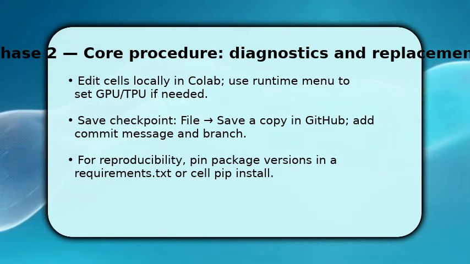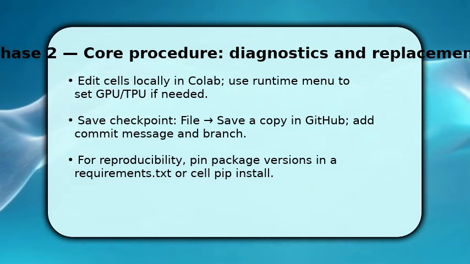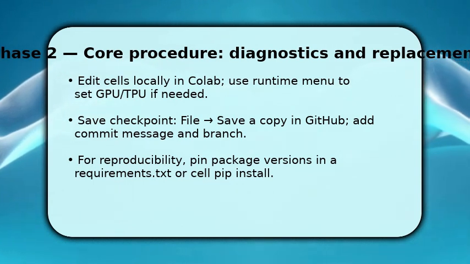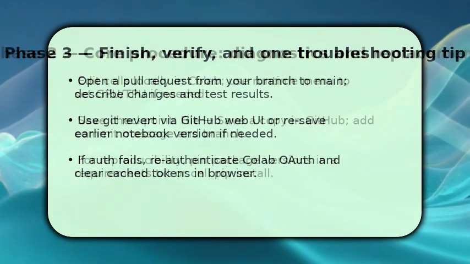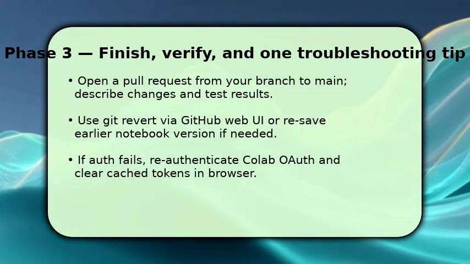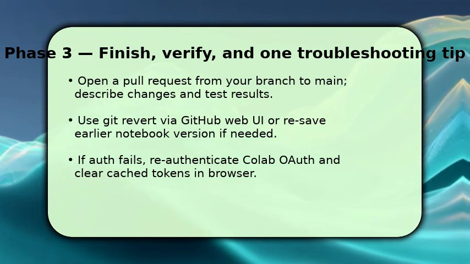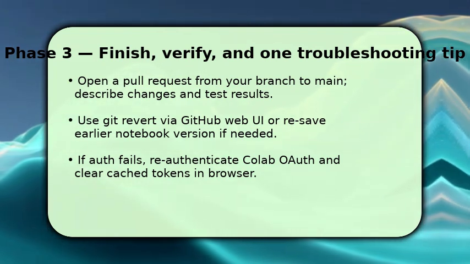Once done, make sure to include dependency pinning, either a requirements.txt in the repo or pip install lines in the first cell, to ensure others reproduce your environment. You finish by pushing your final changes and opening a pull request to merge into the main branch, explaining what changed and including test outputs or screenshots.